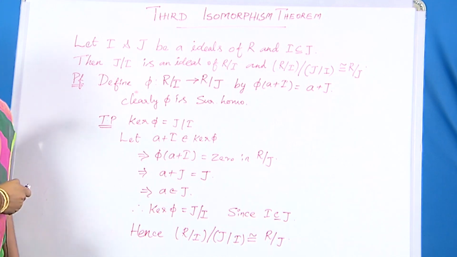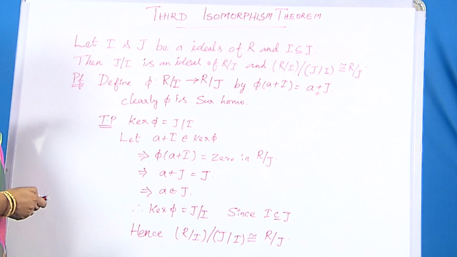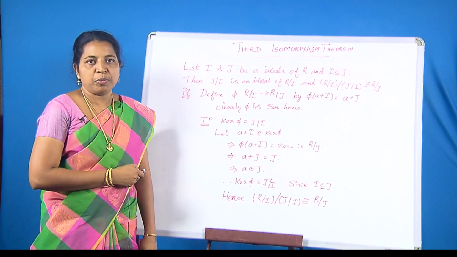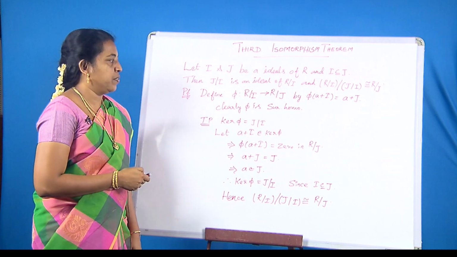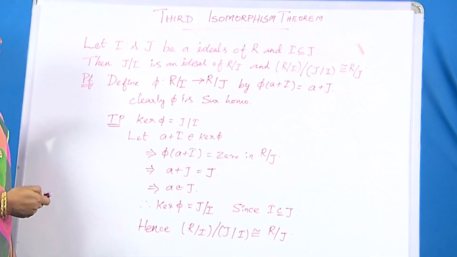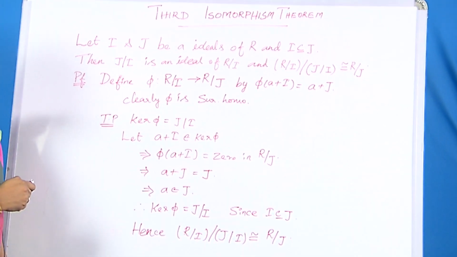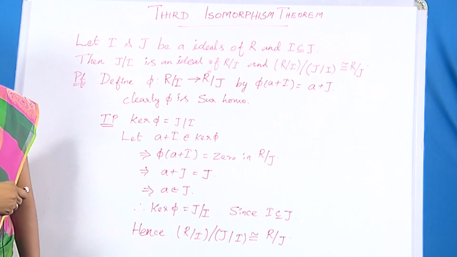Here also we define a function phi from R by I to R by J by phi of a plus I equals a plus J. We can easily prove that phi is a surjective homomorphism, that is, phi is onto and a homomorphism. We can also easily verify that J by I is an ideal of R by I.